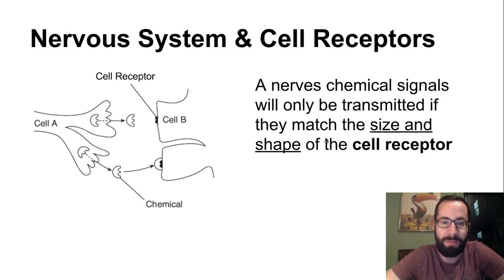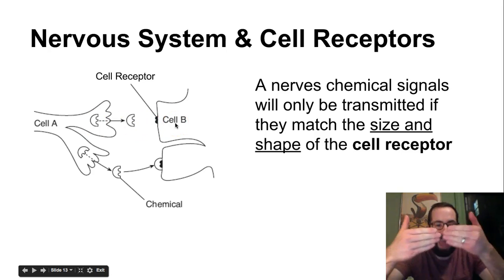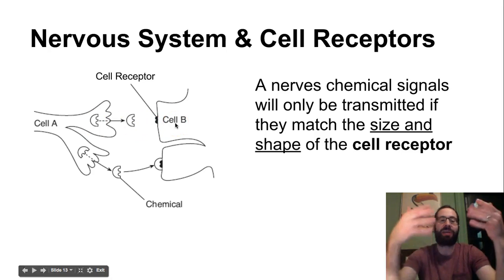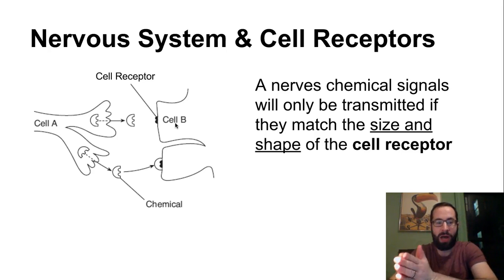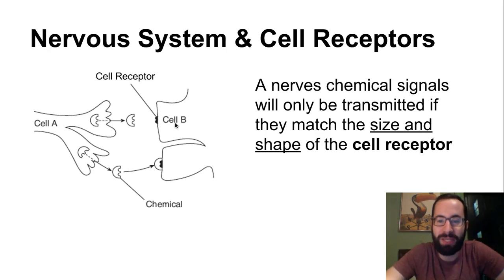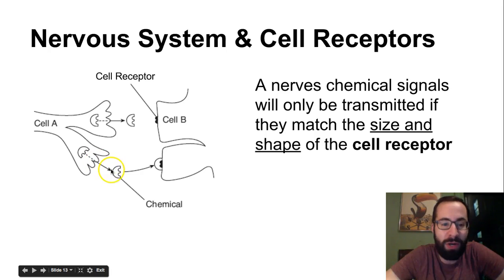Transports messages. Now, nervous systems also contain these things called cell receptors. You see here, this is the end of one nerve and the beginning of another nerve. Now, there's actually a gap in between nerves. They don't actually physically touch. So what actually happens is your nerve has to send these chemical signals from one nerve to the other in order to transmit the message. Now, this only happens if the chemical that is released by the nerve is the right size and shape as the cell receptor molecule on the other nerve or muscle that it may be transmitting to.